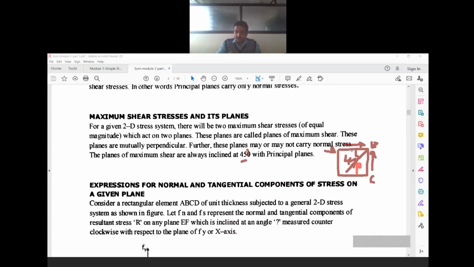So you should understand this plane system, then we shall go on to derive the expressions and solve some problems in the compound stress chapter.